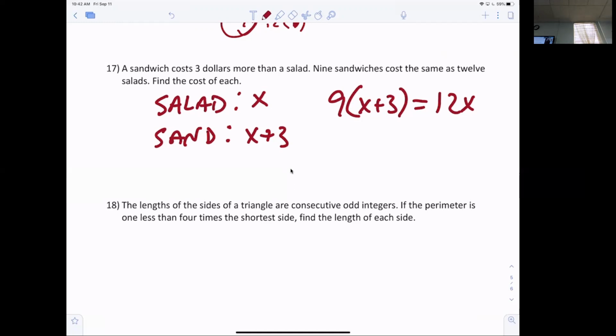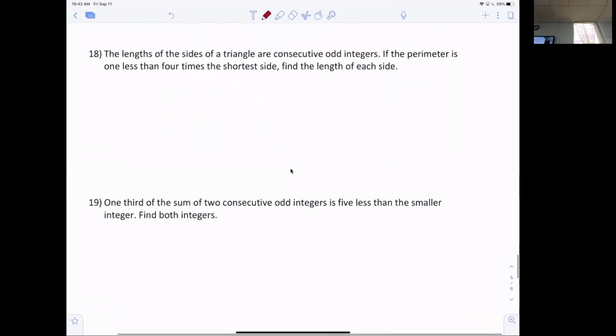Wow. All right. Because we did so good, let's see how good I really am. Let's try 18. Chop, chop. We only got a couple minutes.